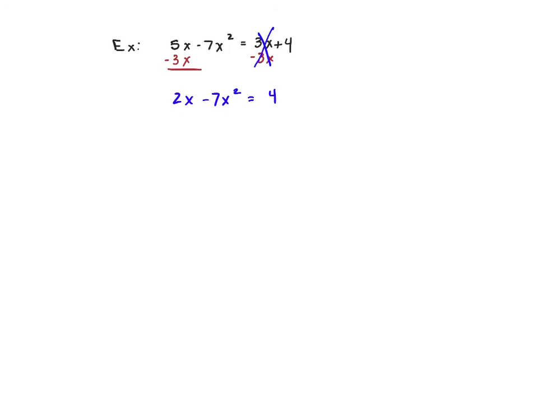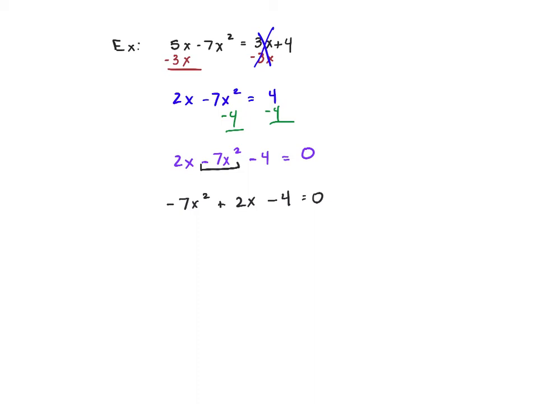3x minus 3x is 0. I'm going to subtract the 4 to move it over. And so I end up with 2x on the left, a negative 7x squared, and a negative 4 there. And 4 minus 4 is 0. Now this is not in standard form, so you want to rearrange it. Put the x squared term first, including its sign. Then put the 2x, the next highest degreed variable. Then the negative 4.